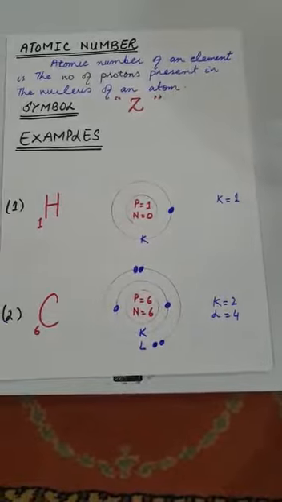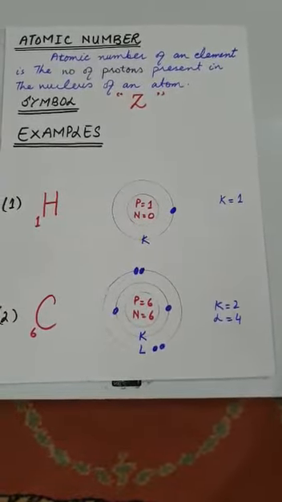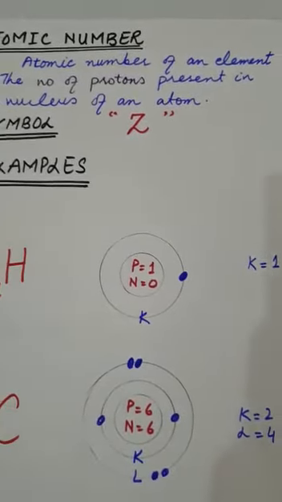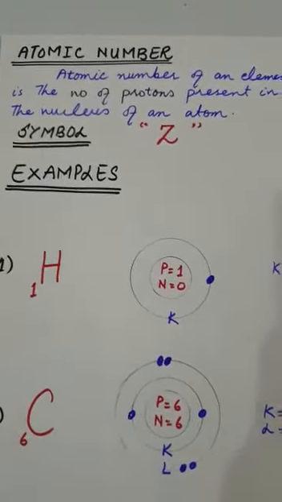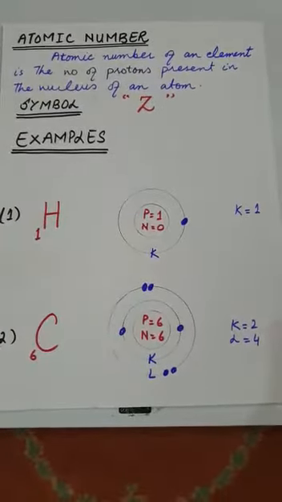So the atomic number is actually the number of protons present in the nucleus of an atom. The symbol which we use for atomic number is Z. The capital Z indicates any atomic number. After that we discuss some very important examples of the atomic number.